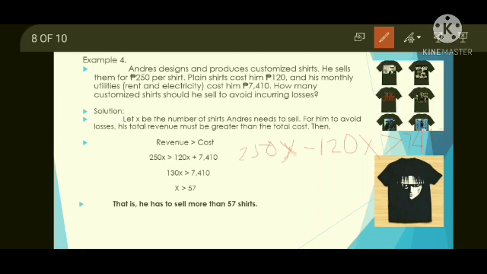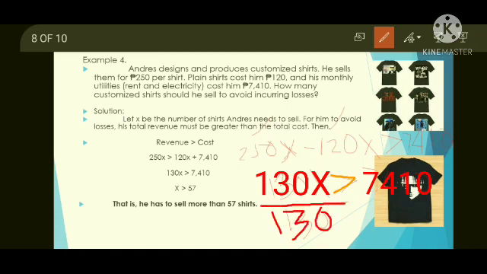So what is 250x minus 120x? That will give you an amount of 130x greater than 7,410. In order to solve for the value of x, we divide both sides by 130.